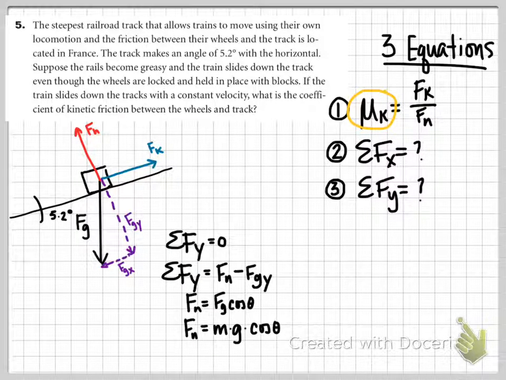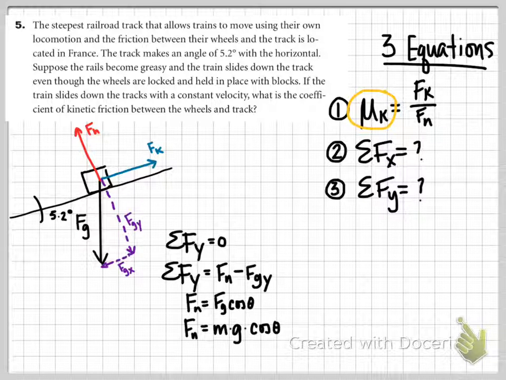We know it's equal to 0 since this is not spontaneously rising or falling, levitating into the air or sinking down below the surface. And we know that the forces on the y are normal force and FGY, which means that Fn equals Fg times cosine theta, and therefore Fn equals mg cosine theta.